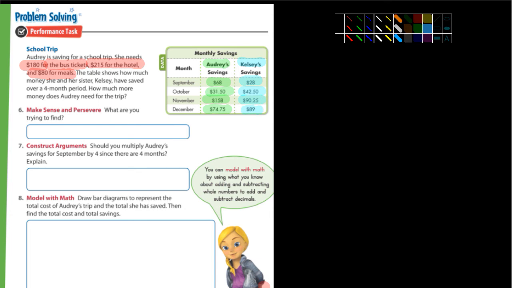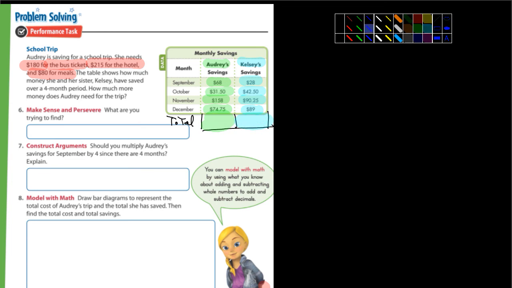What you'll want to do is total. I'm going to write this down here to make it easier for you guys. I'm just going to put total. And I'll extend this a little bit here. And so you're going to have to figure out the total for Audrey and the total for Kelsey. All right?